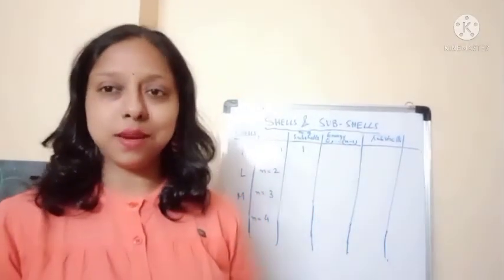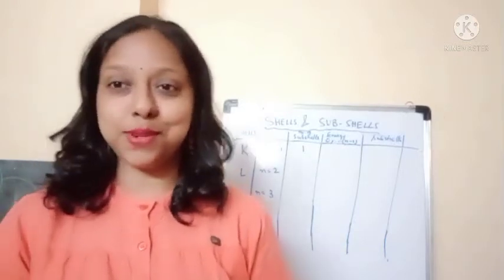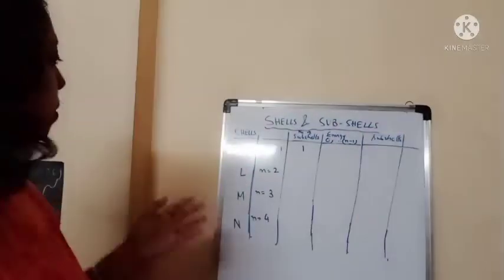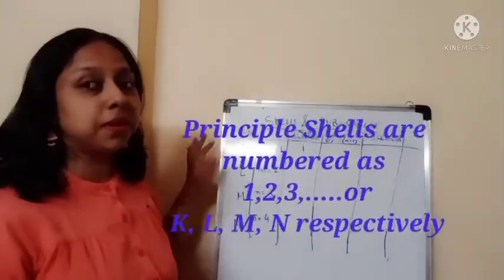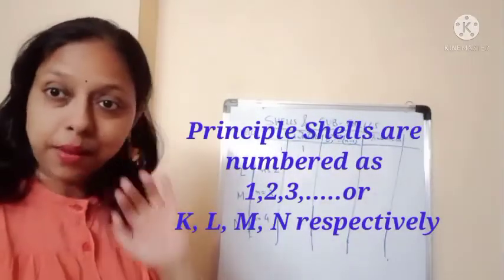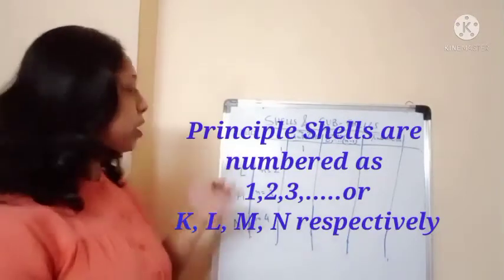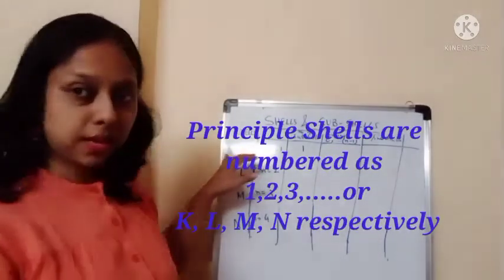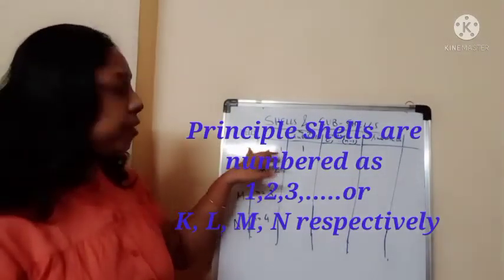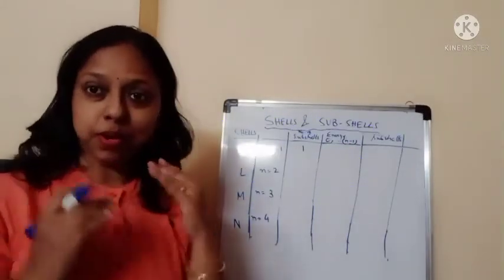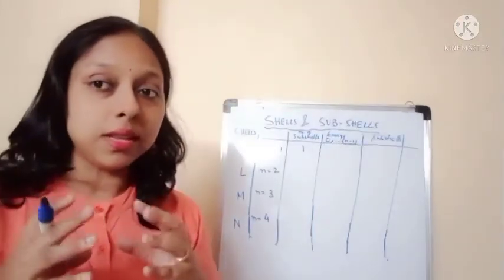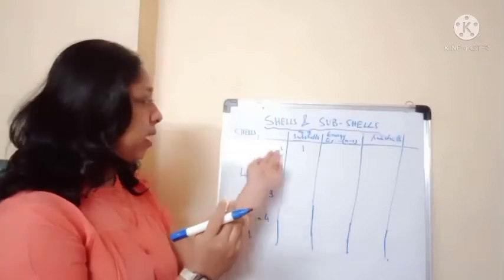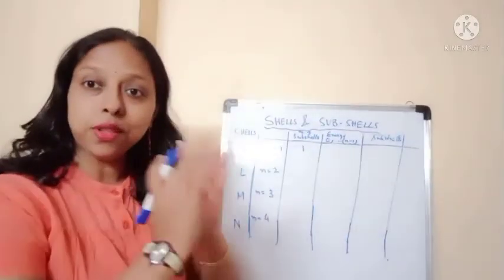Let's start with the shells and the subshells of the atomic structure. We already know that we number the shells as K, L, M, N. The first shell, which is closest to the nucleus, we call K, and its n is 1. This is the energy level: n equals 1 for the K shell.